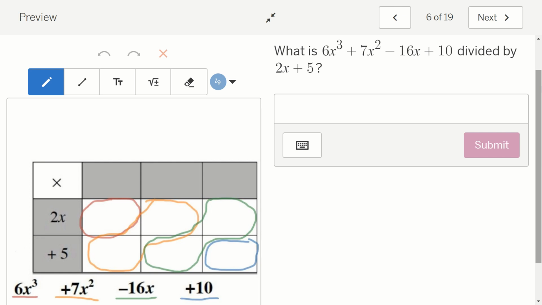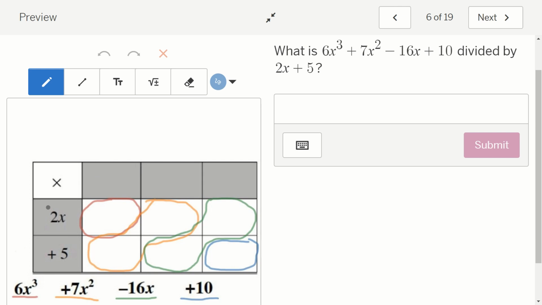So what we're doing is 6x to the third plus 7x squared minus 16x plus 10 divided by 2x plus 5. Okay, so that's what we're doing. Now here's how it works with the area model. So this here is the area. This is what times what gives me the final polynomial. I know one of the things that got multiplied in. I'm looking for the other.